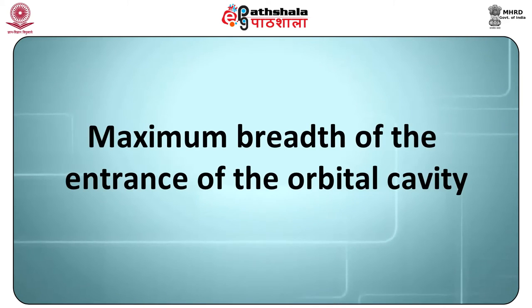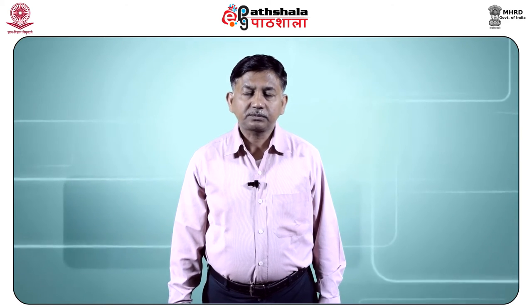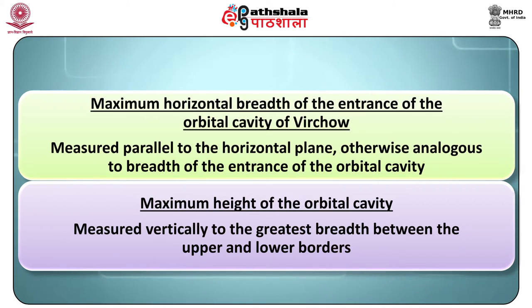Then maximum breadth of the entrance of the orbital cavity, from the center of the median border of the orbital cavity to its lateral border, that is the clear space between the two borders of the orbital cavity. Maximum horizontal breadth of the entrance of the orbital cavity, this is measured parallel to the horizontal plane, otherwise analogous to the breadth of the entrance of the orbital cavity.